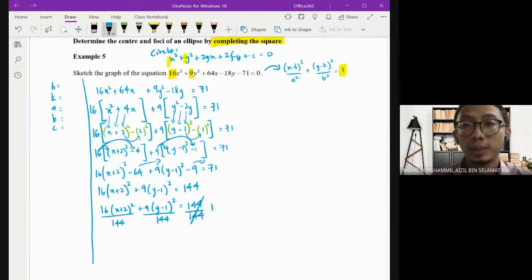Nampak tak? Ni. Oh, jauh lagi soalan ni. Sketch graph pula. Masak.